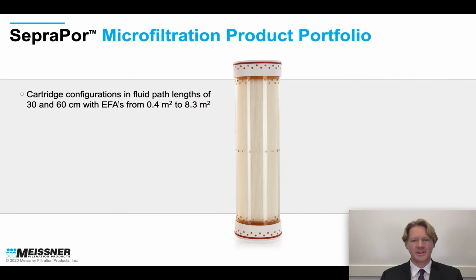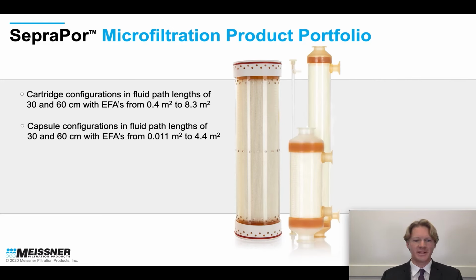As I mentioned earlier, SepraPor is designed for ease of scalability. Cartridges are available with fluid path lengths of 30 and 60 centimeters, with effective filtration areas from 0.4 meters squared to 8.3 meters squared. Meissner also manufactures stainless steel housings and a unique tool to assist with cartridge installation.